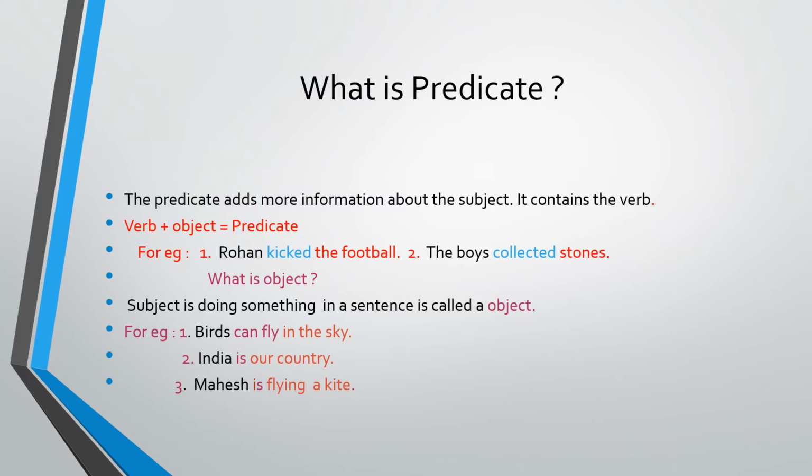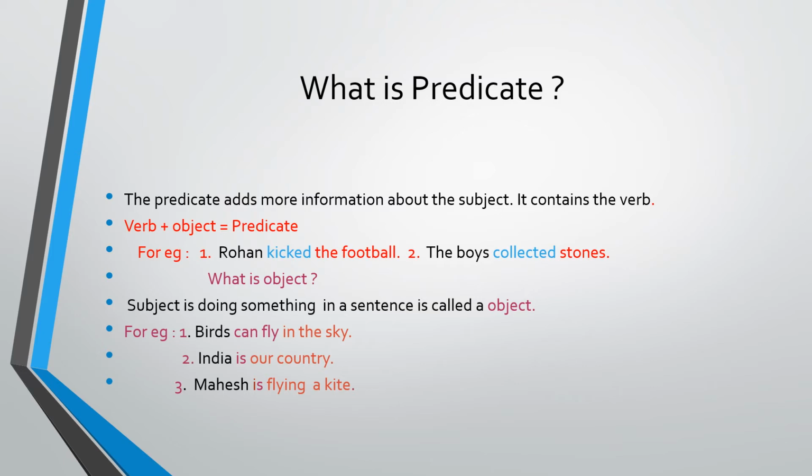For example, again, the same examples I have taken. Birds can fly in the sky. Birds is a subject. Can fly is a verb. Birds are flying. Where? What question do I ask here? To whom? Birds. Where? So birds can fly in the sky. So in the sky is an object of that subject. And that verb plus object becomes a predicate. It means in a sentence, first it is a noun or pronoun. After that, the verb comes, helping verb and main verb. And after the verb, the object comes. That verb plus object becomes a predicate.